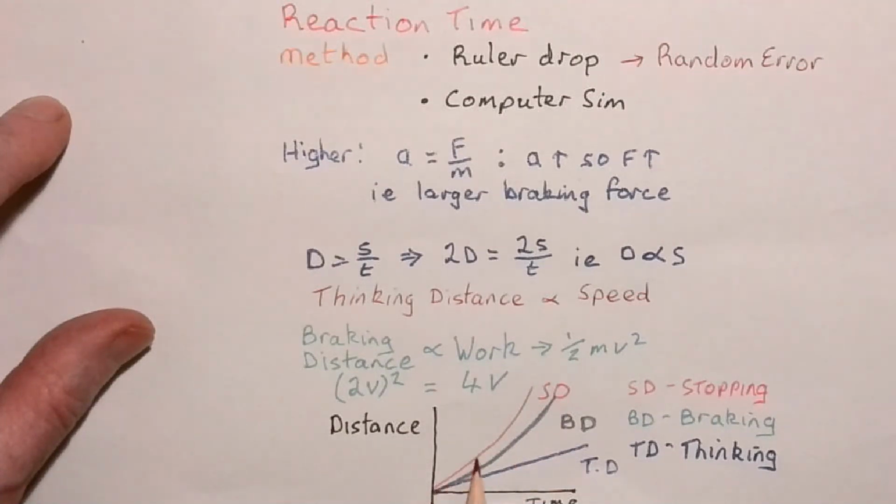Okay, and that's why the faster you're going, the much greater the stopping distance, because the braking distance is proportional to the velocity squared.